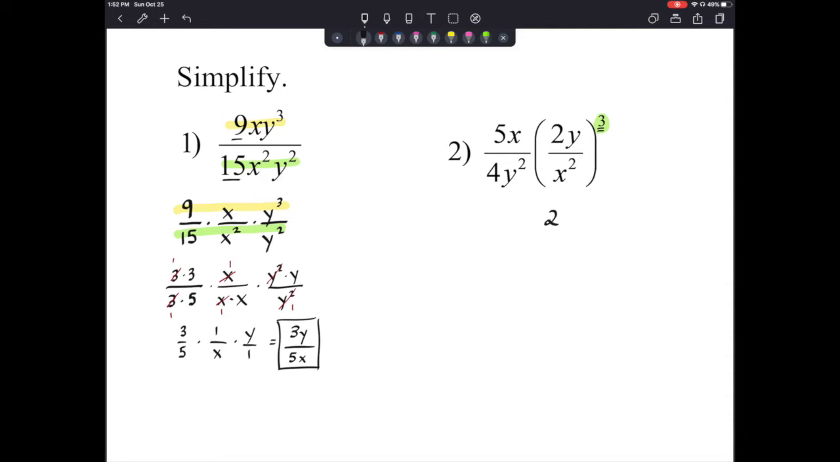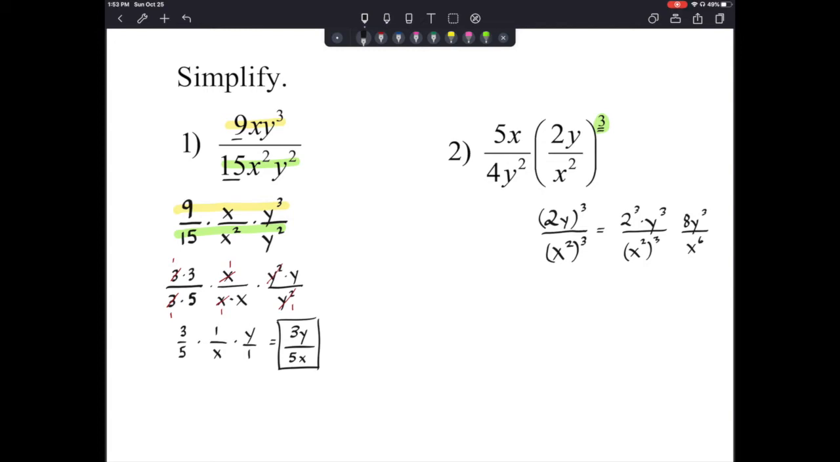So we could say this is like saying a 2y to the third power over an x squared to the third power, in which case that's the same thing as saying 2 to the third times y to the third over an x squared to the third. And when we take that and try to simplify that down, 2 to the third is going to be 8. So that's like an 8y to the third over x to the sixth.